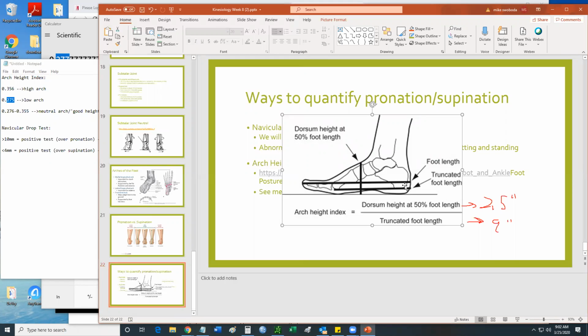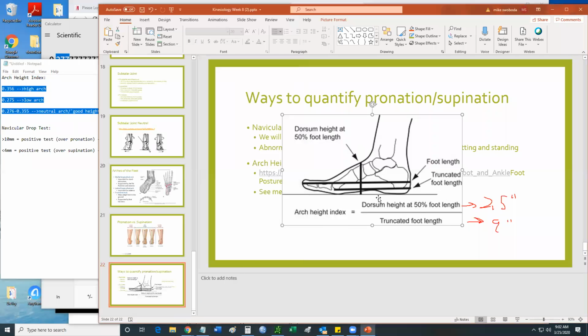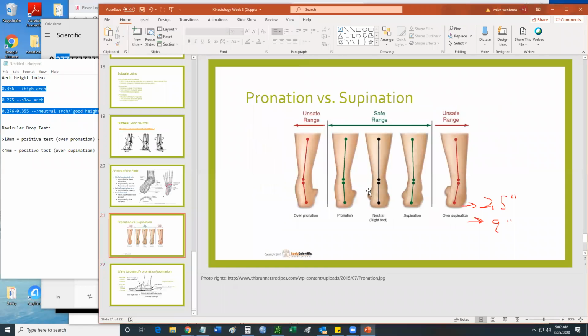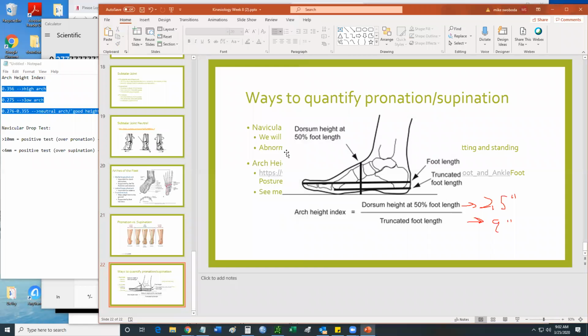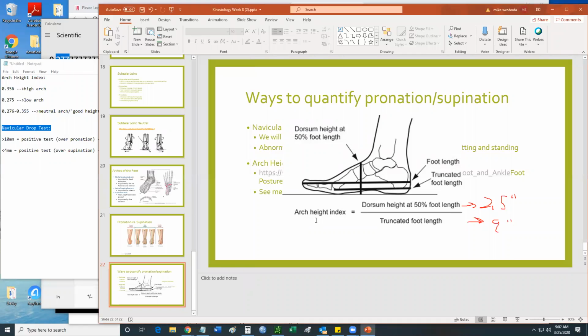So those two ways to quantify pronation and supination, the arch height index, which you would use based off this, and then also your navicular drop test. The navicular drop test is a lot easier to do because it's just really one measurement instead of multiple ones.